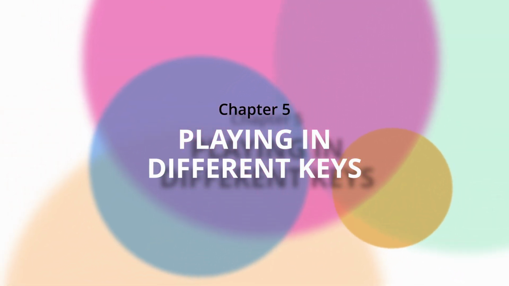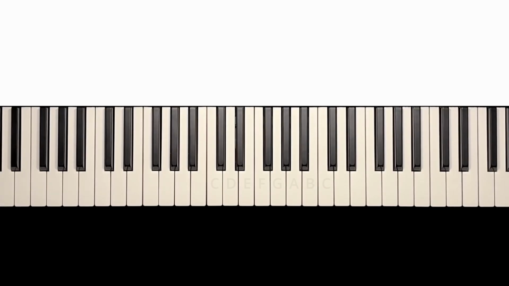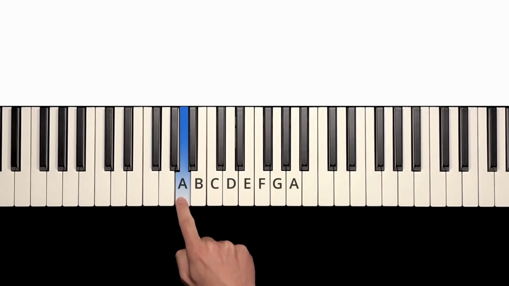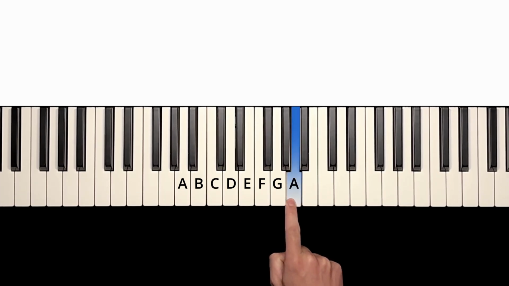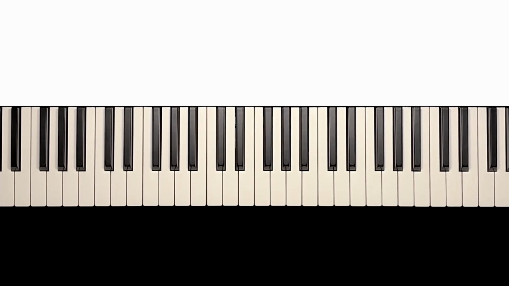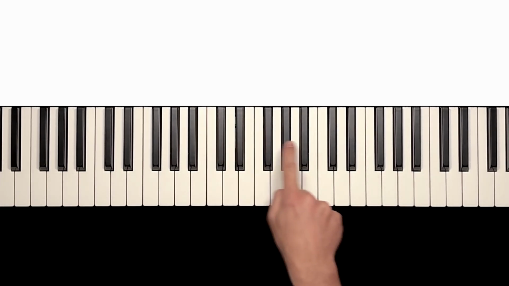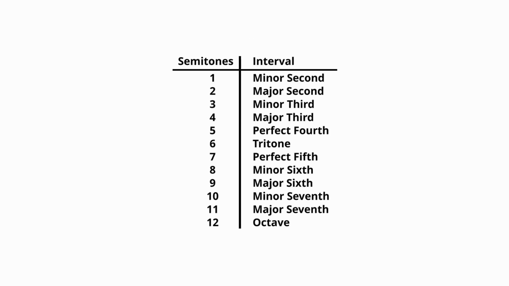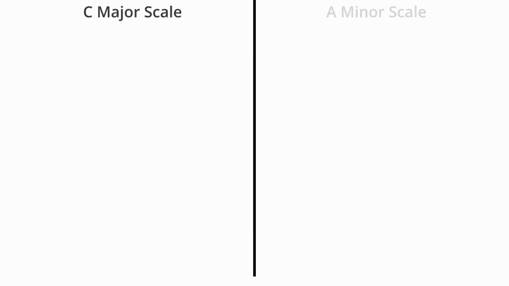With just the white keys, we can play a C major scale and an A minor scale. Of course, to play in any other key, we'll have to use the black keys as well. But how do we know which keys to use in which scale? Thanks to our new knowledge about intervals, we can take a look at the structure of major and minor scales.